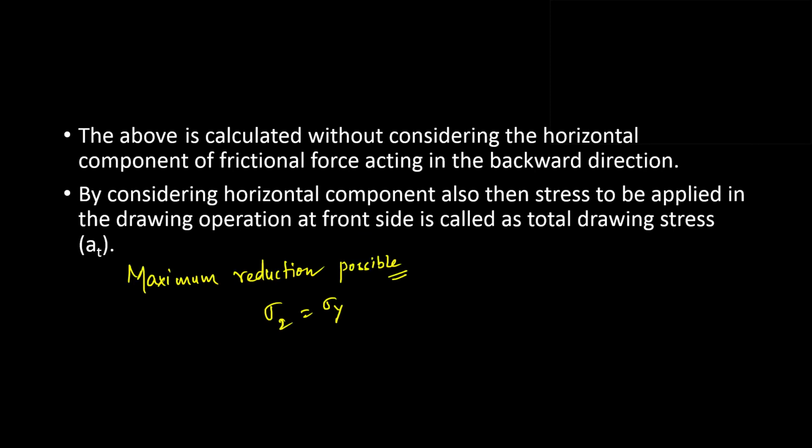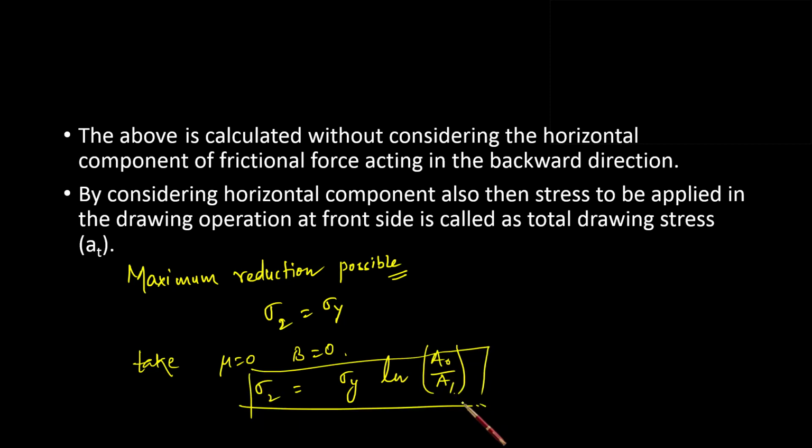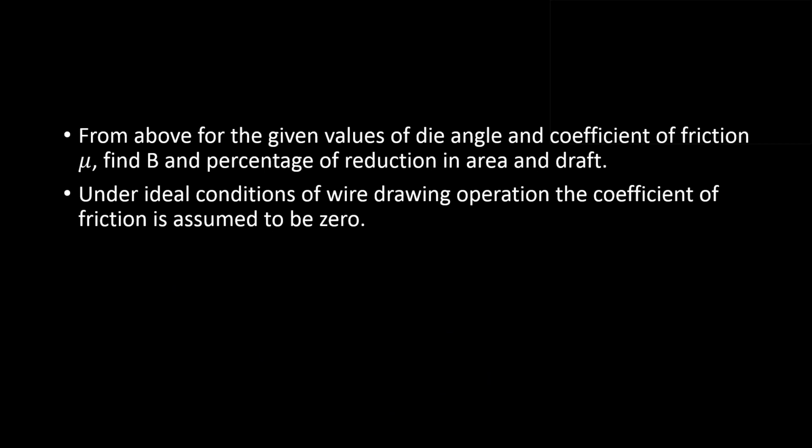Okay, I'll talk about this one later. Let us see here. First of all, take one ideal condition: mu is equal to 0 and b is also equal to 0. In that case, what happens? Sigma 2 becomes sigma by into ln of initial upon final. This formula is more important than the earlier one, because generally it will be written as the ideal condition, so we have to use this one. I will talk about that a little bit later.